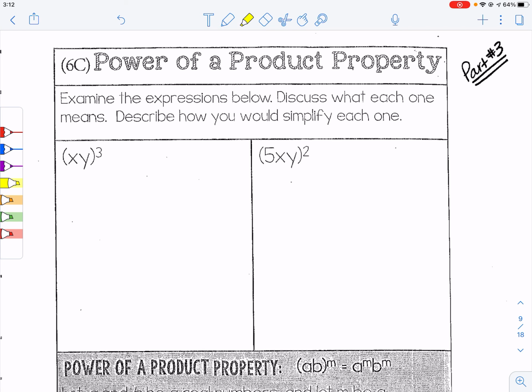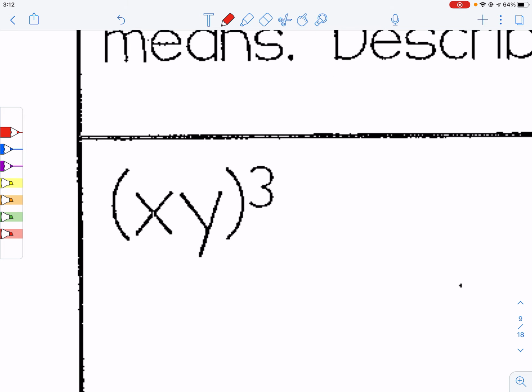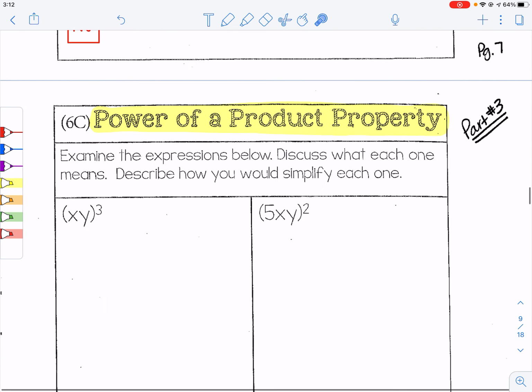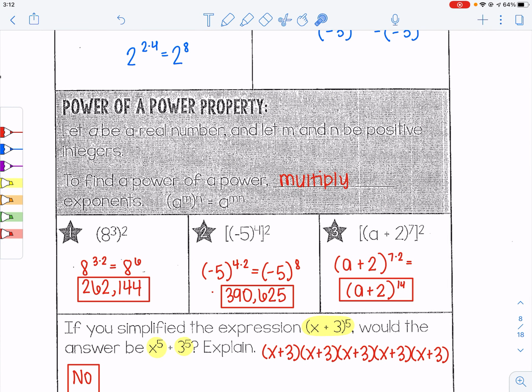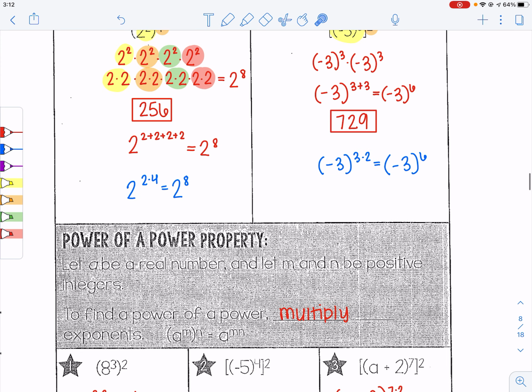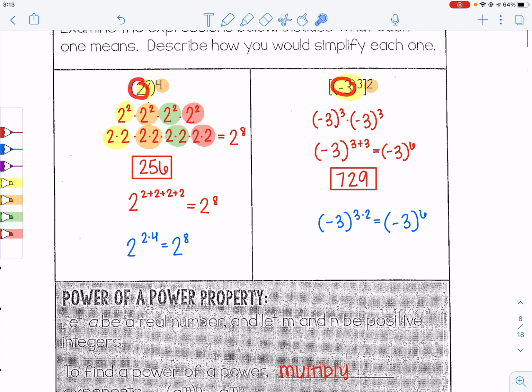So in part 3 of our lesson 6C, we're going to be talking about our power of a product property. Last time it was a little bit different because we would have some exponents in here and then the extra exponent out on the outside. But notice with our other examples in part 2, there was only one thing going on in here. There's just an 8 or just a -5 or just a -3. There was just one thing going on with the base.